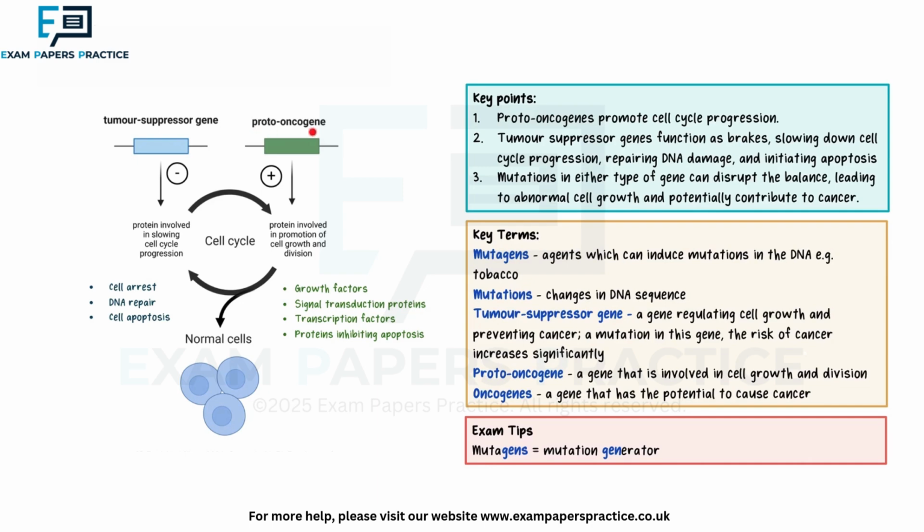Proto-oncogenes encode proteins that promote cell cycle progression, cell growth, and division. They act as accelerators of the cell cycle, responding to growth signals and ensuring that cells divide when needed. They play key roles in transmitting signals from growth factors and other external stimuli to the cell's interior, influencing cellular responses such as proliferation and differentiation. The proteins may play a role in transcription or inhibit apoptosis or cell death.